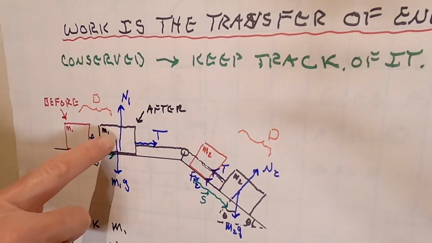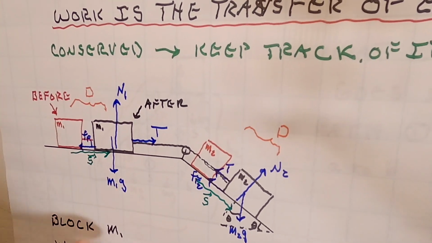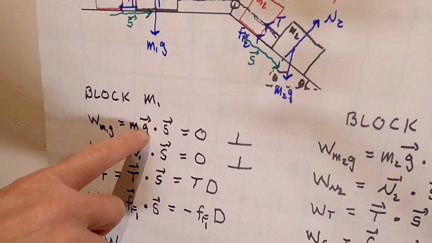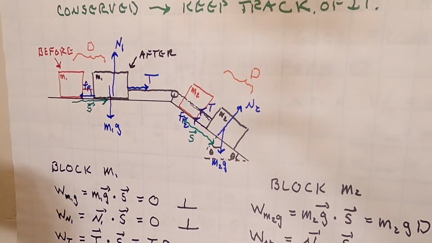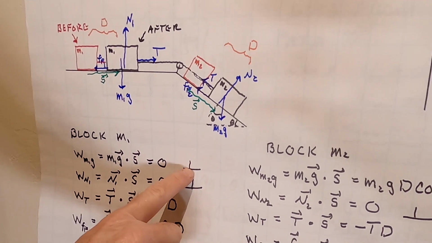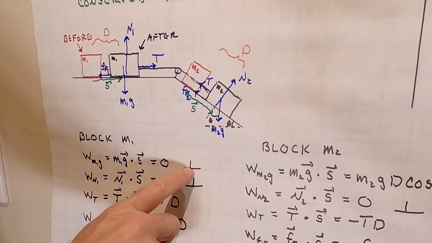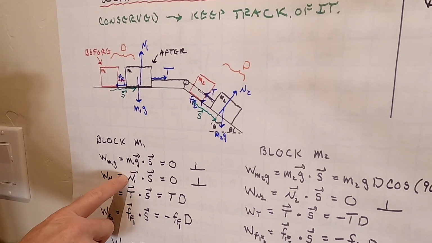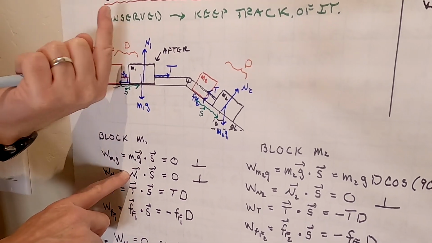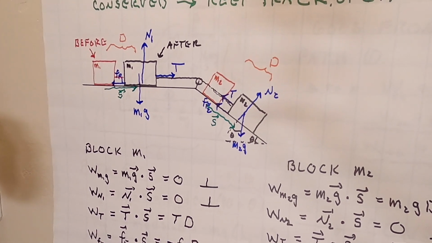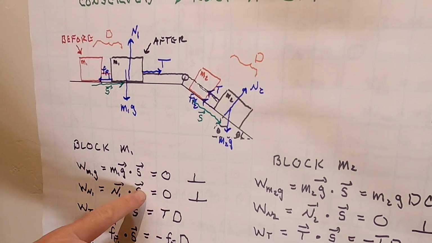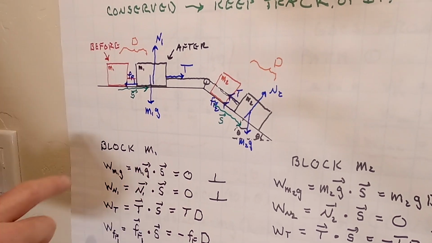Well, let's first look at the work due to this M1G. The work due to M1G would be M1G dotted with S. Remember, S is this way, M1G is that way. It's 0. Why? Because you're perpendicular. Cosine of 90 is 0. The work due to the normal, N dotted with S, that's also 0. It's perpendicular. Any force perpendicular to the way you're moving, you don't even need to bother with it.